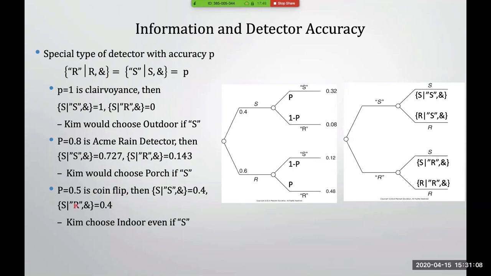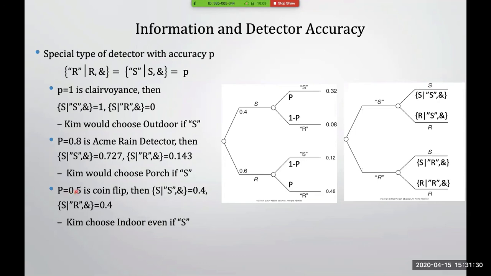I want to say that the worst detector is the kind of detector that has an accuracy of 0.5. 0.5 means it is randomly sending out a message of raining or sunny. Okay? The kind of detector that has an accuracy of 0 is actually very useful.